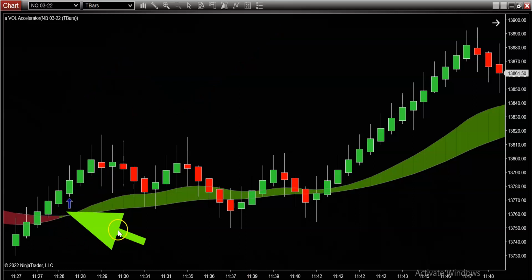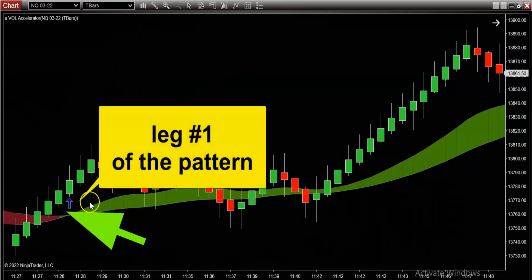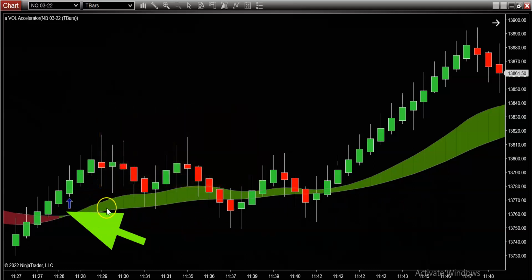Leg number 1, this is obvious, right? This establishes the trend. How do you know that? It's simply because this volume indicator turned green. So far, so good. And now what I'm waiting for is the market to come back to me, right? I want it to pull back. This is called the retracement. That's the official name for it, but I like to call it a pullback, okay?